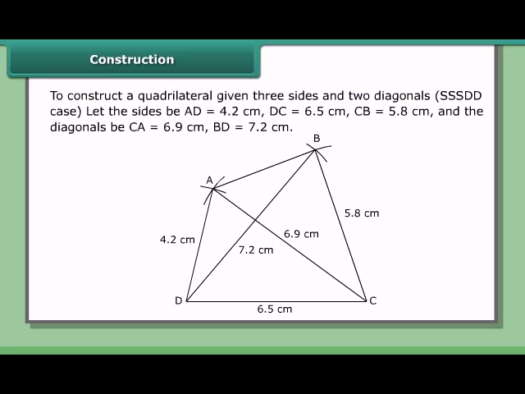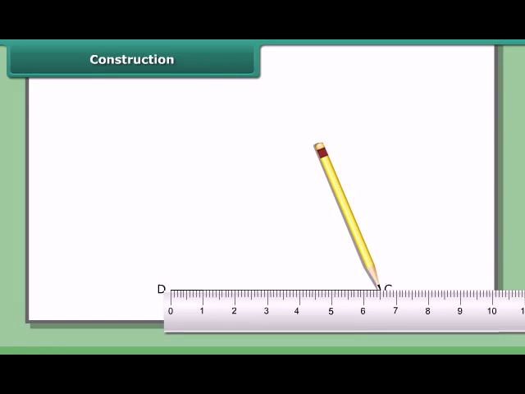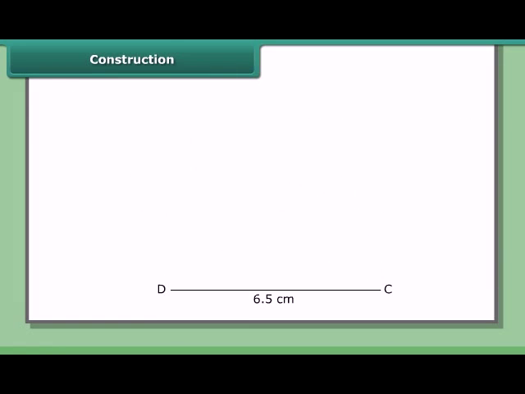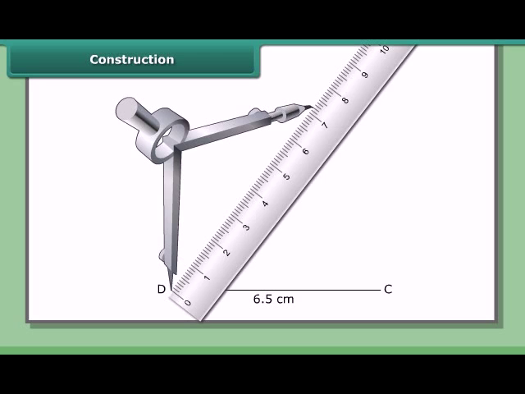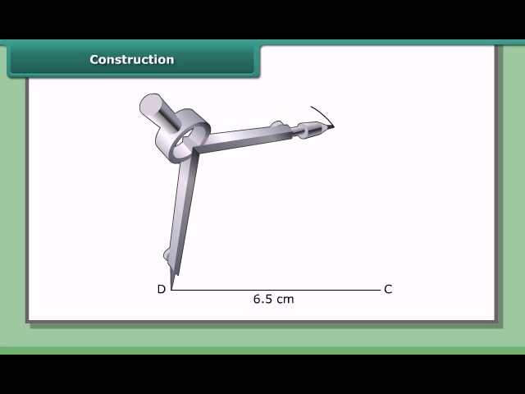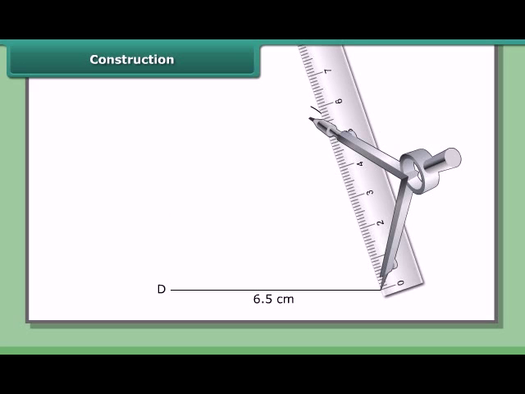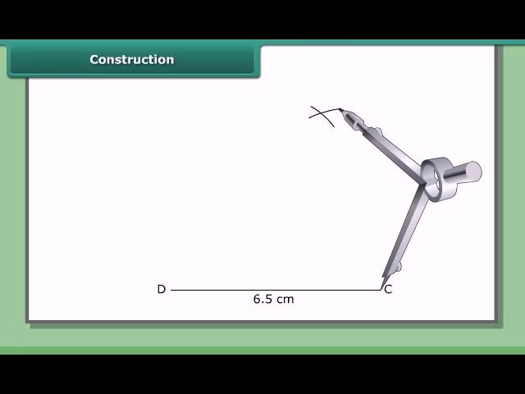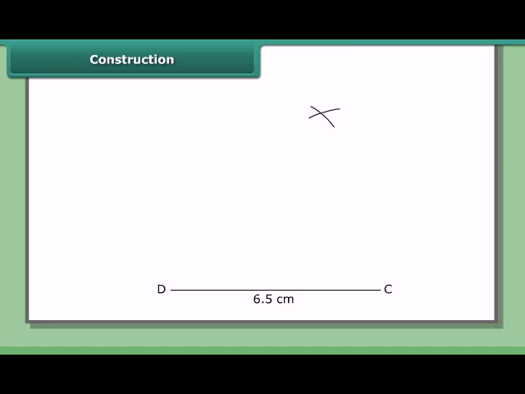Constructing BCD. Draw DC as 6.5 cm. With D as center and radius as 7.2 cm, draw an arc. With C as center and radius as 5.8 cm, draw another arc to cut the previous arc at B. Join CB and DB.